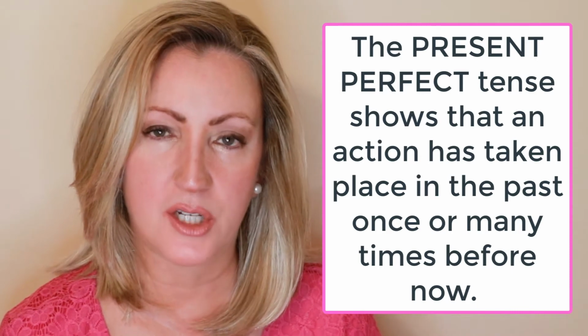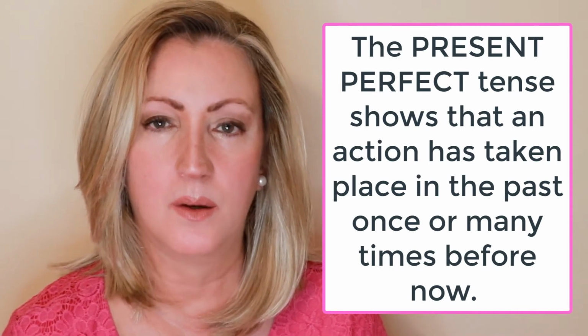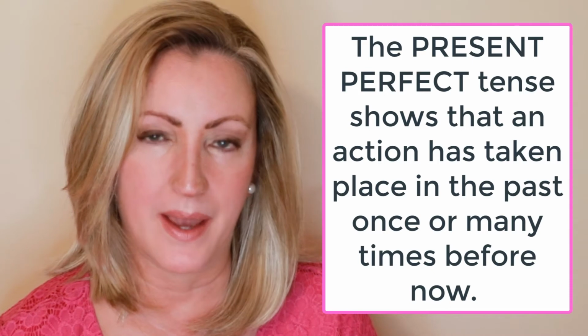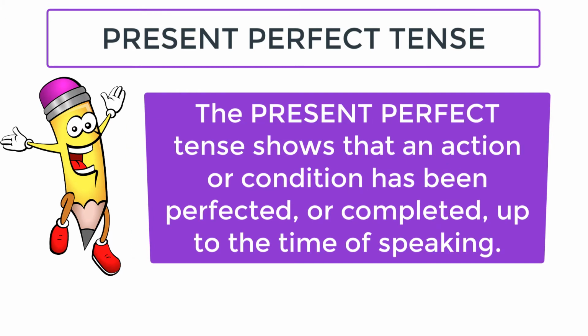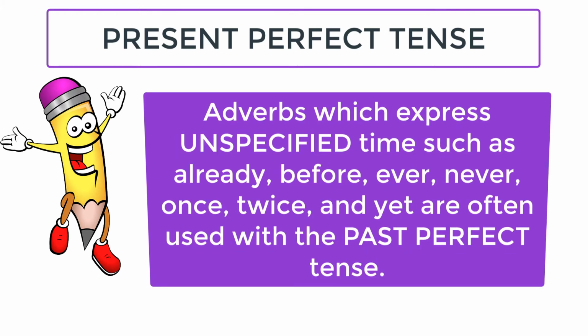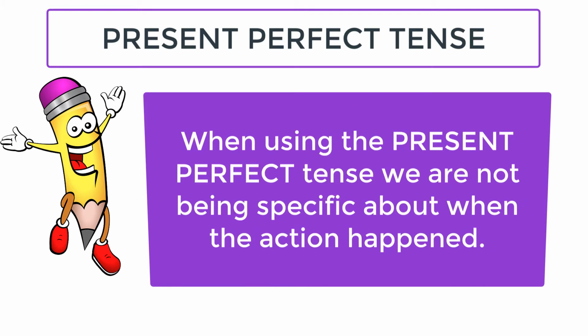Let's begin. The present perfect tense shows that an action has taken place in the past once or many times before now. In other words, the present perfect tense denotes a connection between the past and the present. The present perfect tense shows that the action or condition has been perfected or completed up to the time of speaking. When using the present perfect, the exact time when the action or condition happened does not matter, because we are not being specific about when that action happened.